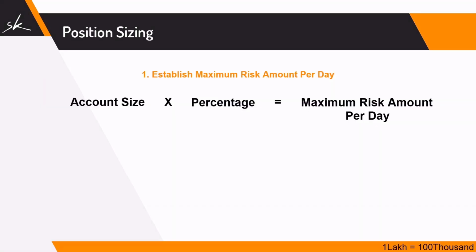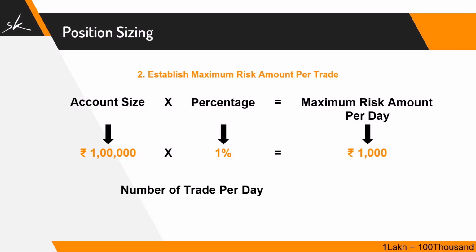Let's understand position sizing with an example. If my account size is 1 lakh and the maximum risk I want to take per day is 1%, my maximum risk per day will be 1000 rupees. If my average number of trades per day is 4, I will divide the maximum risk amount per day, which is 1000, by the number of trades per day, 4. My risk amount per trade is 250.